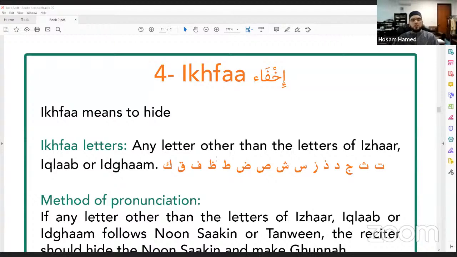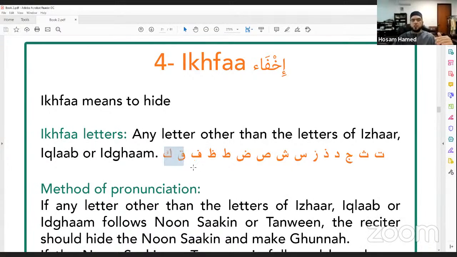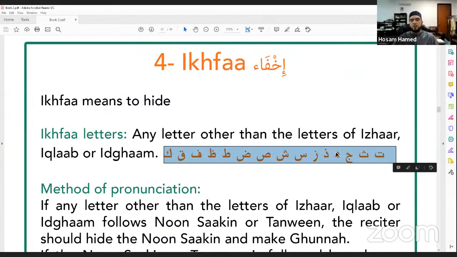And the letters of ikhfa, of course, are any letters other than the letters of izhar, iqlab, and idgham. So the rest of the Arabic letters, we implement with them al-ikhfa. We have al-izhar 6 and al-iqlab 1, 7, plus al-idgham 6, so we have 13 letters. In the Arabic alphabet we have 28, so 28 minus 13, we have 15 letters. For the rest of the letters, 15 letters, we implement what we call al-ikhfa.